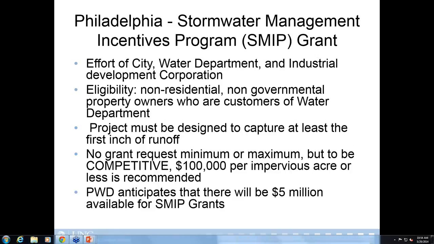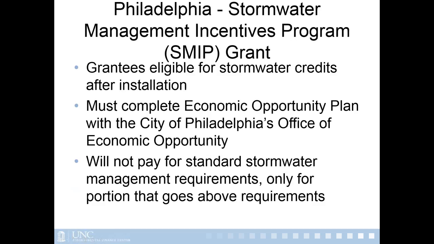They don't have a minimum or maximum grant amount request, but they have a rule of thumb that to be competitive, if a project is $100,000 per impervious acre or less, then it's looked upon favorably by the evaluators. And they're looking at something like $5 million available through these grants. The next slide talks a little bit more about the grants as well.